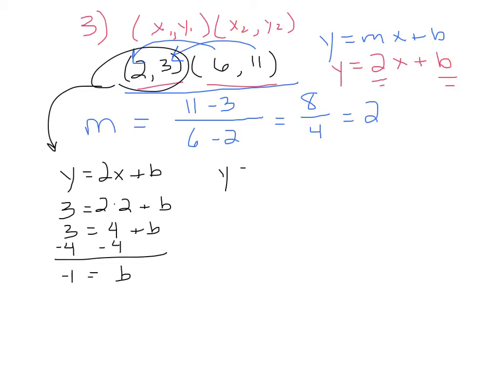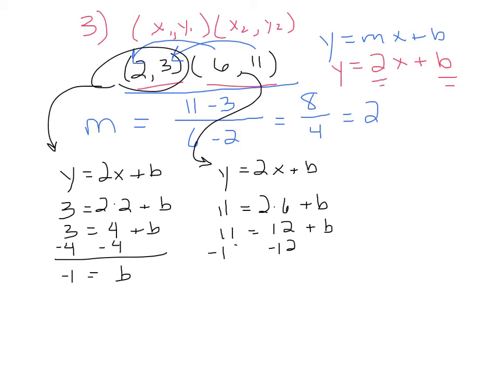If somebody else decides to choose the 6 and 11, well, it's on the same line. So if it's on the same line, we better get the exact same answer. So we'll put the 11 in for y, and we'll put the 6 in for x. 11 is equal to 12 plus b. Good, so it's looking good. Subtract the 12, and b is equal to -1. Fabulous, right? So you don't need to do both points. You only need to choose one. But you do know that if you choose one, it won't be wrong.